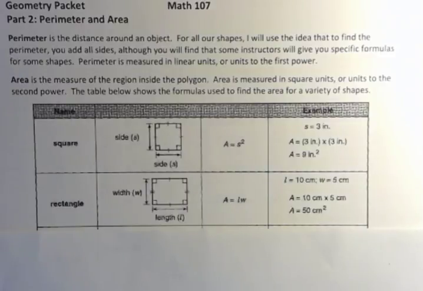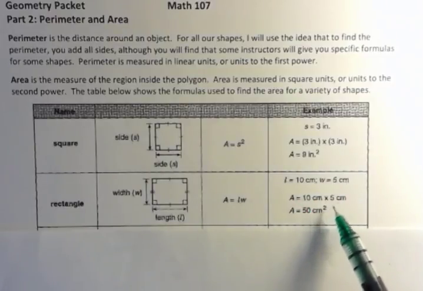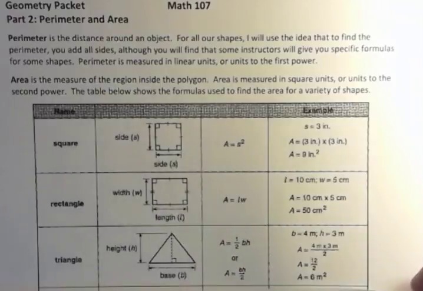In general, for rectangles, which a square is a rectangle, we say length times width. If I had 10 times 5, I would get 50, but I would get centimeters squared. Notice my units squared, not the number squared, but the units squared. That's how you would write that. Again, this is a very quick review.